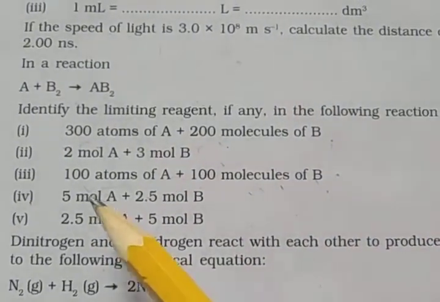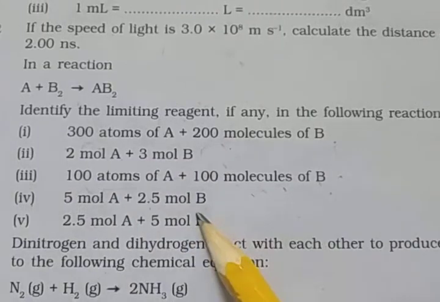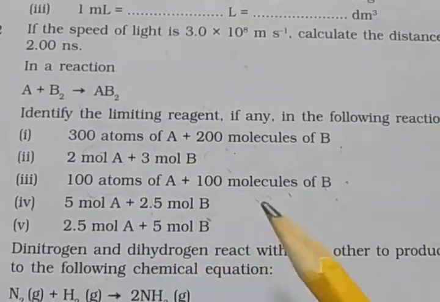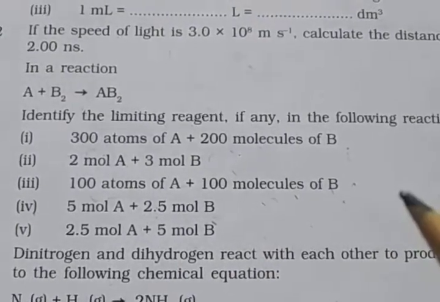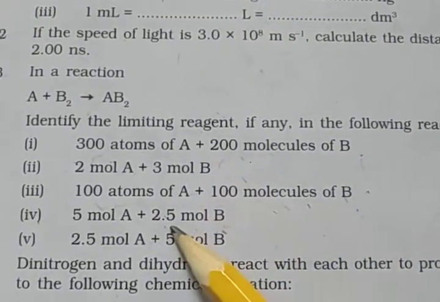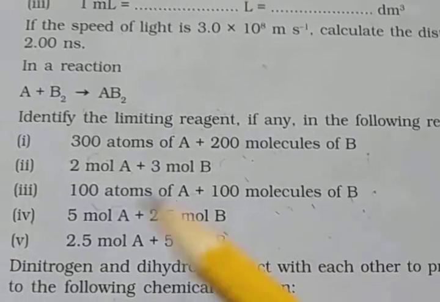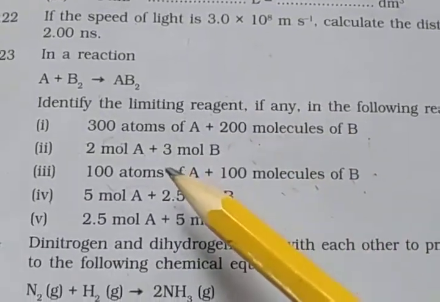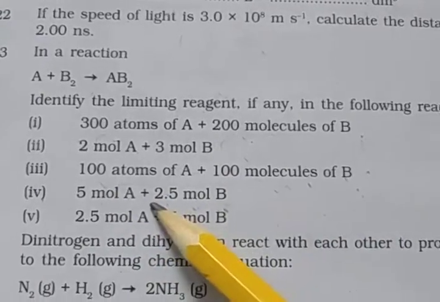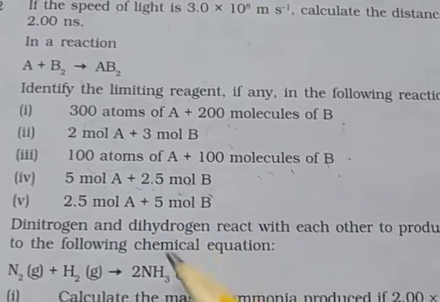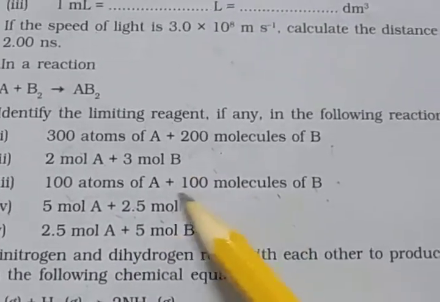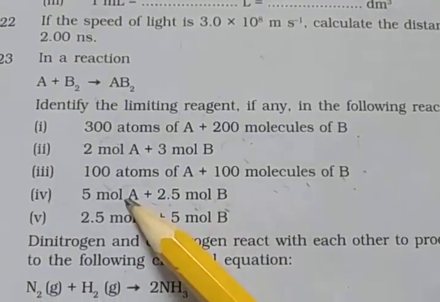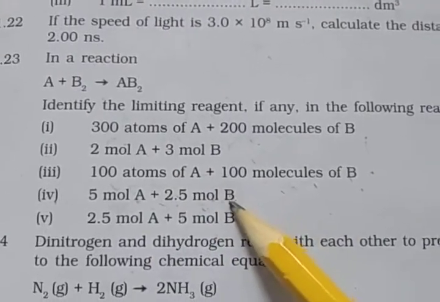Then question number 4: 5 mole A plus 2.5 mole B. The concept is 1 mole of A combines with 1 mole of B. So here, the given 2.5 mole of B will combine with only 2.5 mole of A, right? So 2.5 mole A is left as such. So B is the limiting reagent because B is completely consumed, and A is unused, left as such. So B is the limiting reagent.